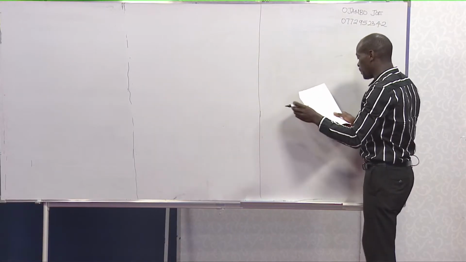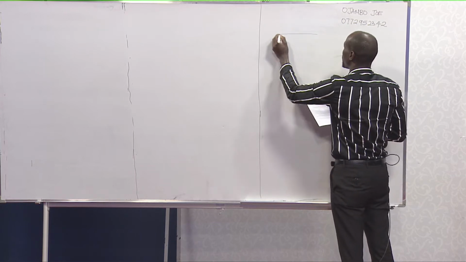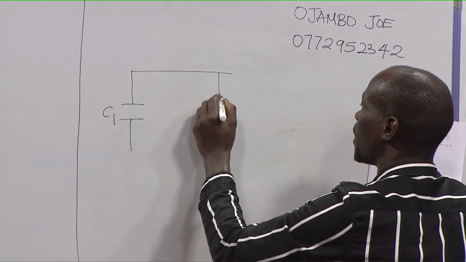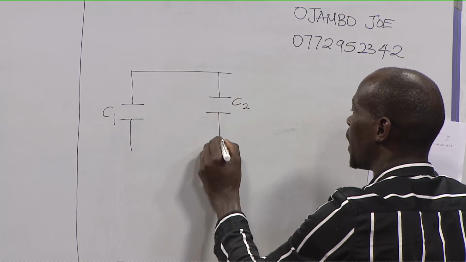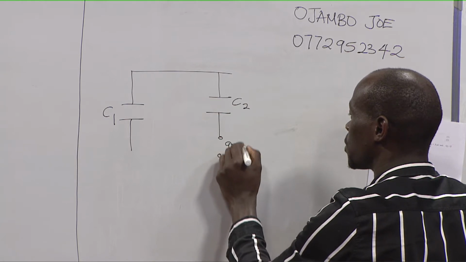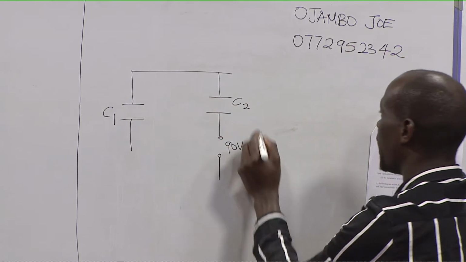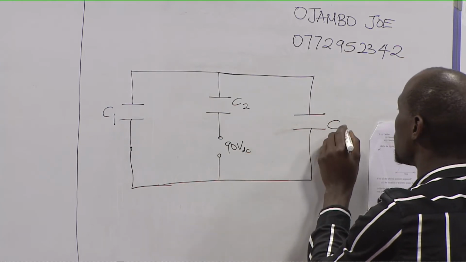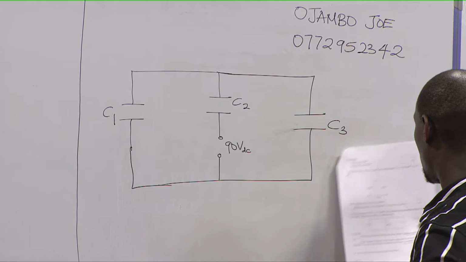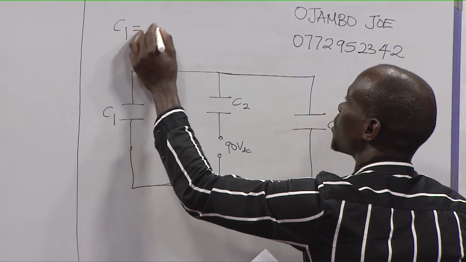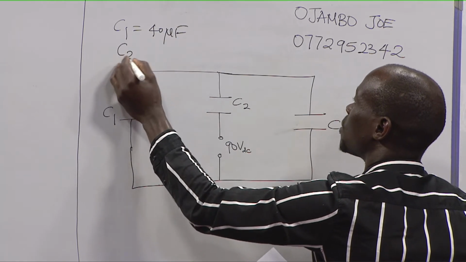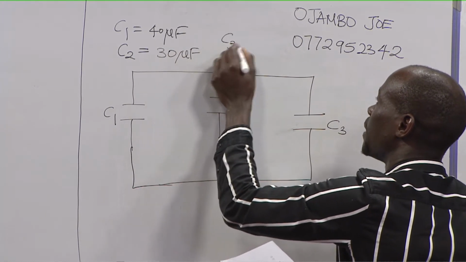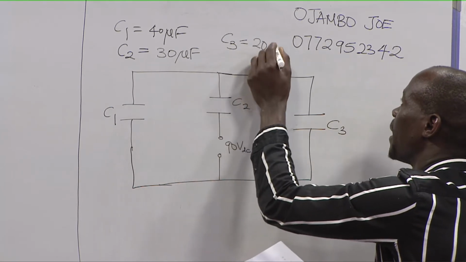If you remember, people who had written the question, I'll draw the circuit arrangement. This was our C1. Somewhere here, we had a capacitor C2, and we had a DC source, which had 90 volts. Then at this extreme end, we had another capacitor, which we called C3. And we were told that C1 is 40 microfarads, C2 is 30 microfarads, and C3 is 20 microfarads.